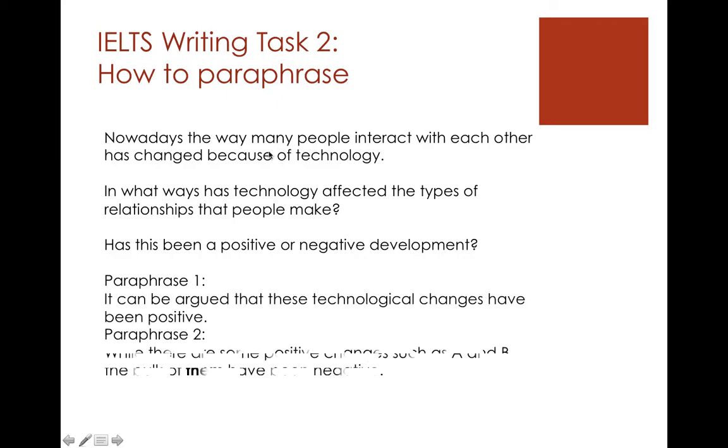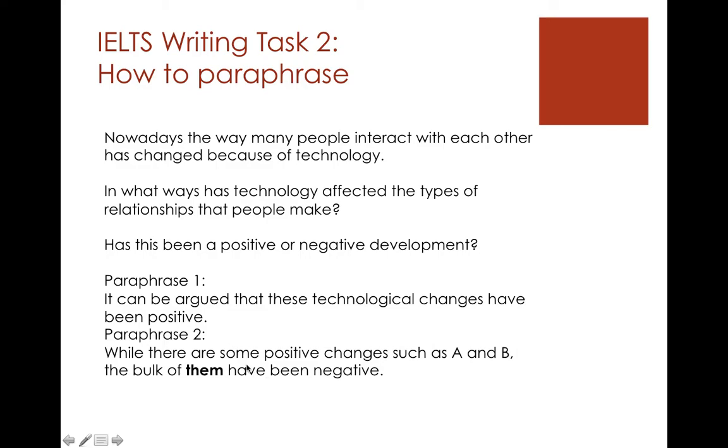Let's take a look at a second way. While there are some positive changes such as A and B, comma, the bulk of them have been negative. So this is a subordinator in a complex sentence. You need a comma there, and then you have a subject, have been negative, verb, and object. The bulk just means most, and then we have negative. So again, we're looking right back. Both of these are looking back to this question. This will be very important for you later.